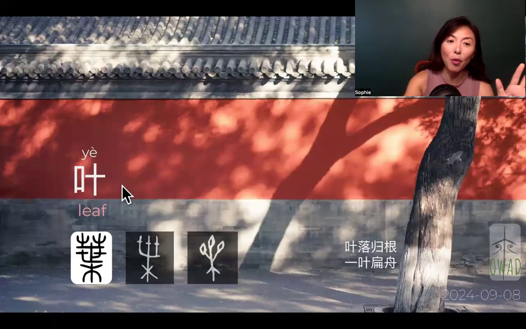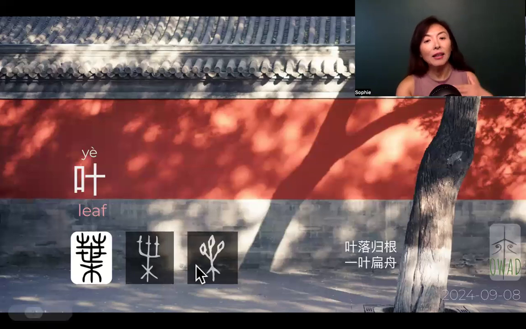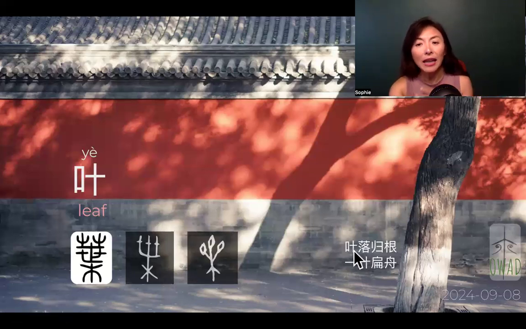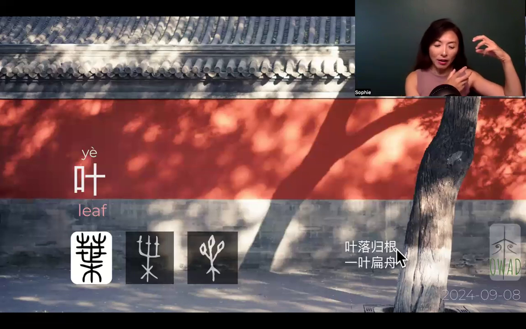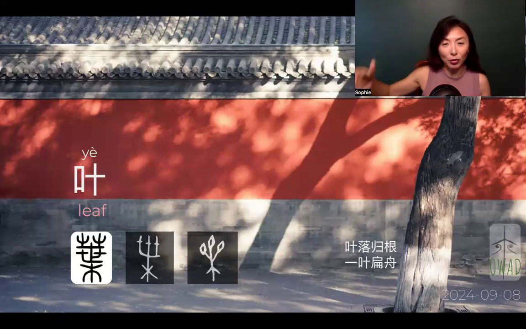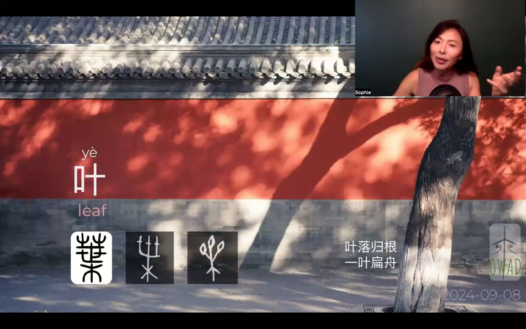And now the contemporary one just got simplified into this number 10 plus a mouse symbol. I have no clue where that mouse symbol comes from. So that leaf, in Chinese expressions, 叶落归根, which I talked about yesterday when we talked about root. In the Chinese concept, the leaf and the root almost symbolize that your ancestor is the root, and you, as the offspring of your ancestor, are considered the leaves.